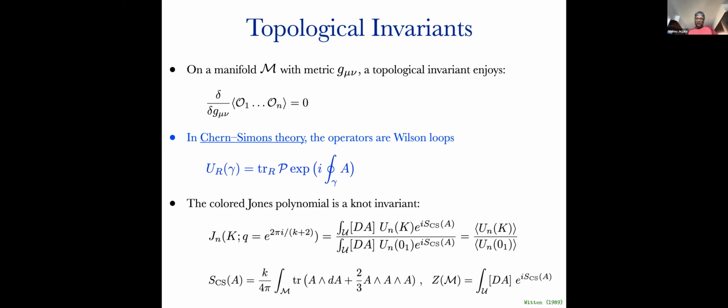The Wilson loop is integrated along a curve. In this case, the curve happens to be the knot. So J_n of K gives us a Laurent series in a variable q, and this is the Jones polynomial that we're looking at. It's the unknot normalized expectation value of the Wilson loop, given by this path integral. The path integral is over SU(2) connections modulo gauge transformations. So Witten developed this association between physics and quantum field theory and this mathematical theory of knots.